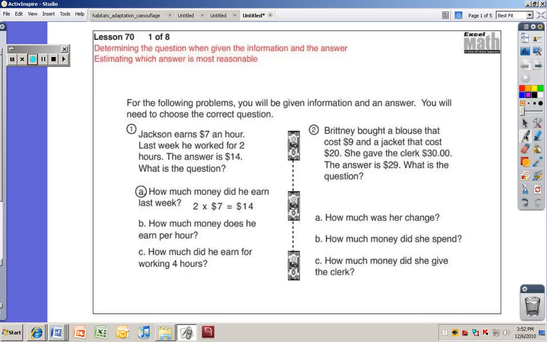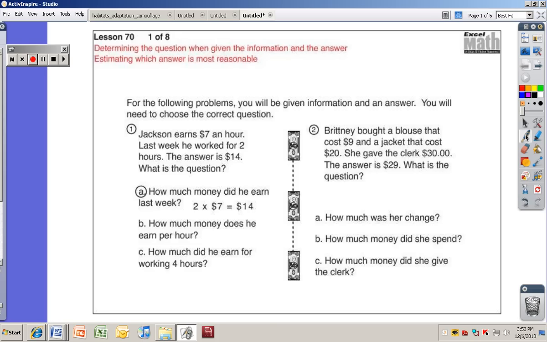Jackson earns $7 an hour. Last week he worked for 2 hours. The answer is 14. What is the question? How much money did he earn last week? Well, yes, that would be the correct question, because if he makes $7 an hour and he works for 2 hours, 2 times 7 is 14.